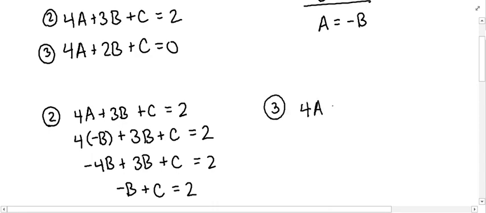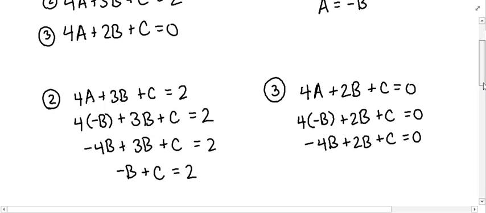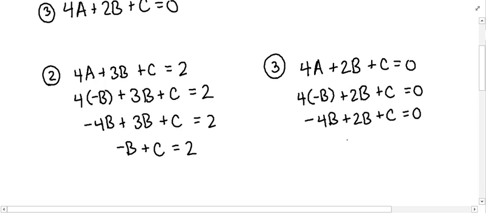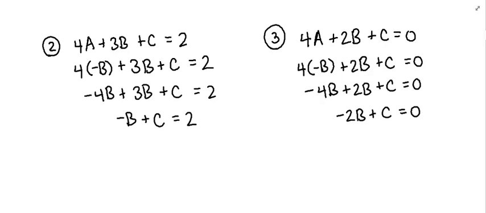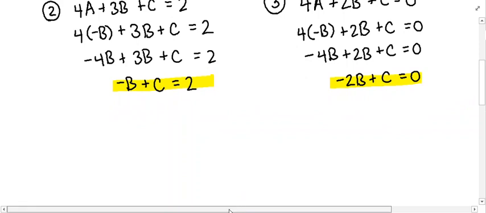We have 4a plus 2b plus c is equal to 0. I'm going to replace a with negative b and then simplify. This tells me negative 4b plus 2b plus c has to equal 0. If I combine the b's, negative 4b plus 2b gives me negative 2b plus c is equal to 0. At this point, I am left with two equations and two variables, so I'm going to be able to solve this for one of these variables.